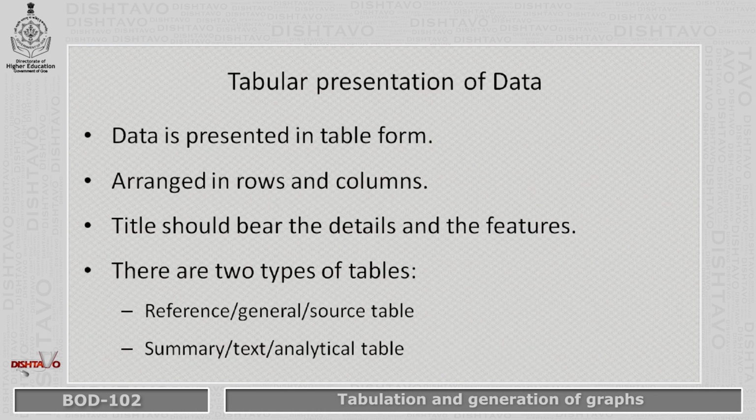Now let's have a look at the tabular presentation of data. Here the data is presented in a table form. It is arranged in rows and columns. Now the table should have a title which has all the details and the features. Based on the tabular presentation, there are two types of tables. The first one is reference, general, or a source table. The second type is summary, text, analytical table.